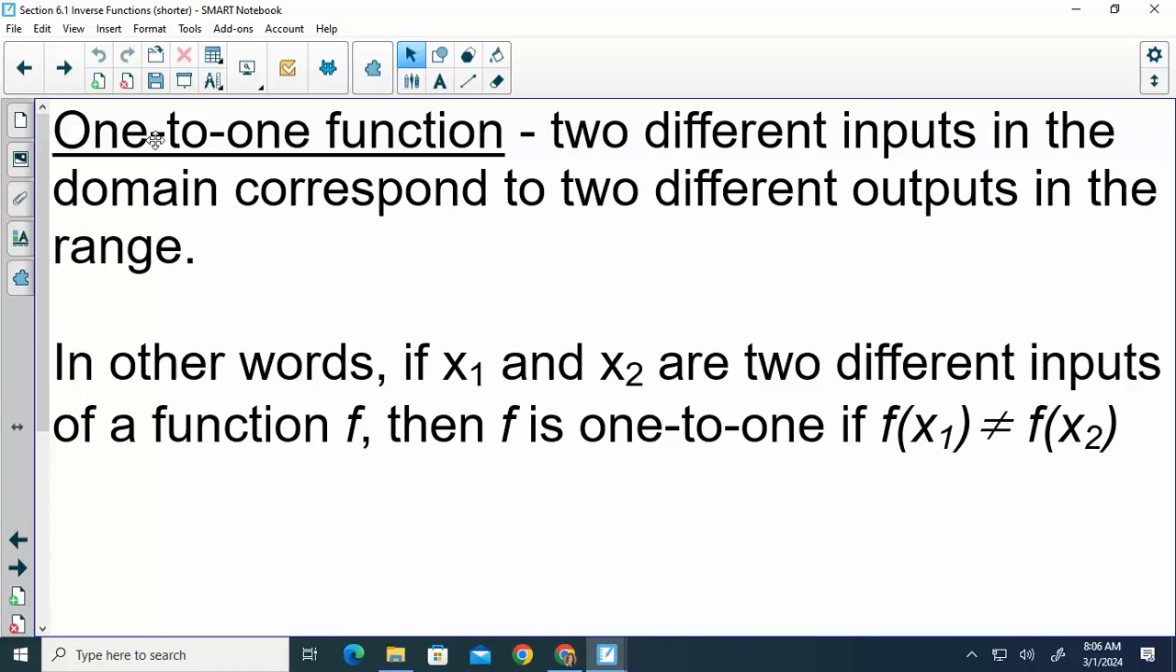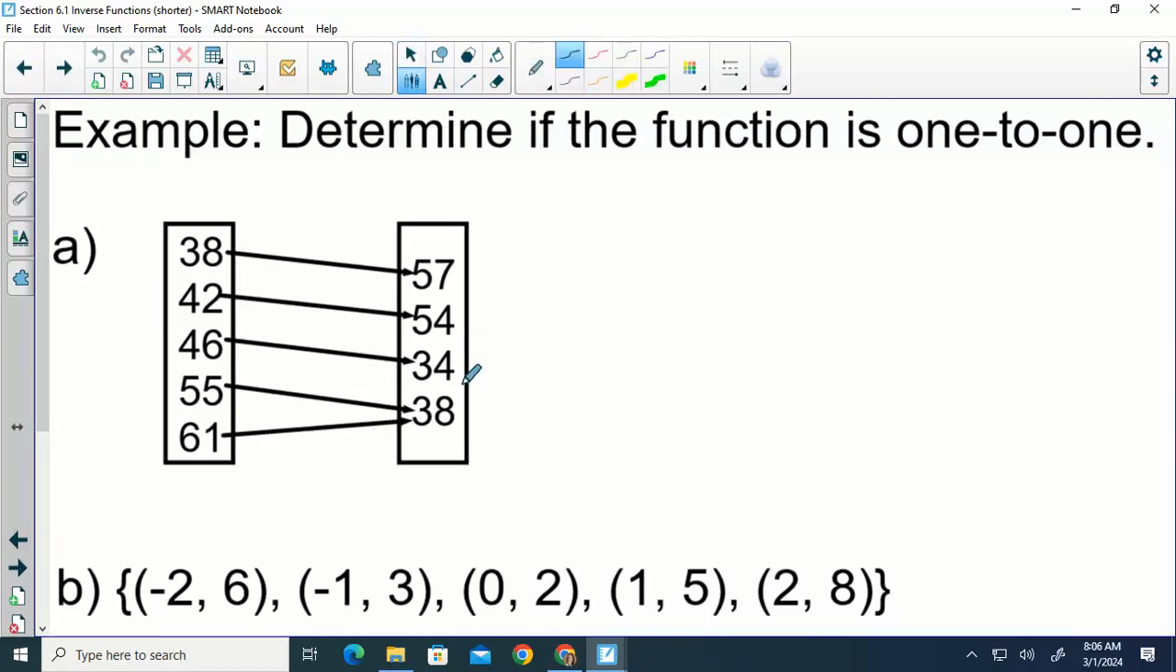So if we looked at some different representations of functions, this one is a mapping. The first box represents my input or my domain. The second one is my output or my range. First of all, is that a function? Yes. How do you know it's a function? Because the domain doesn't repeat. All those x values are different. We didn't repeat any of them.